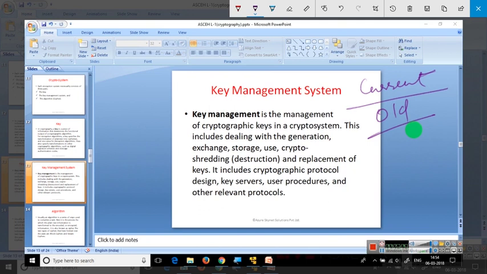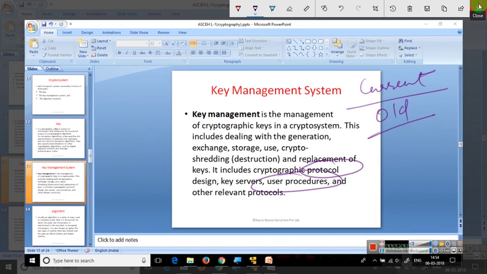Rather than that, they can control the cryptographic design, protocol design, user procedures, and other relevant protocols. So the key management system is used to manage your key in such a way that it is not exposed to all the people available. They will manage the key in such a way that only the sender and receiver are able to get the key. Other than them, no one is able to get the key.